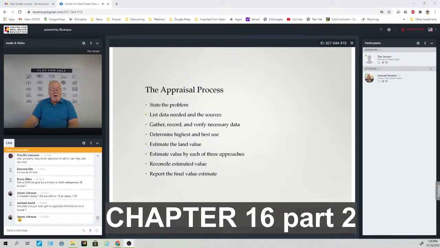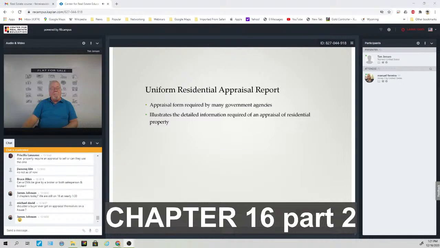The appraisal process. How does an appraiser do his job? First of all, he states the problem. What's the purpose of the appraisal? So I know how to approach the data. Then list the data sources he needs, gather the information, make sure you get the verifiable data and record it and compare. Determine the highest and best use of the property. Estimate the land value, estimate the value of each of the three approaches, reconcile and estimate the value from the three approaches, and then report the final value estimate to the client and then get paid.